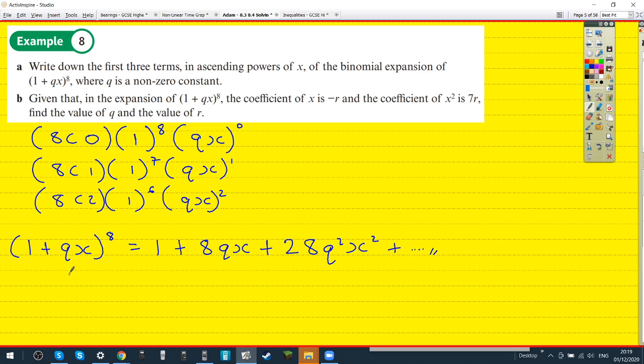Part B. So would it be 8qx equals minus rx? Well done. And then you can get rid of both x's by dividing by x. So 8q equals minus r.